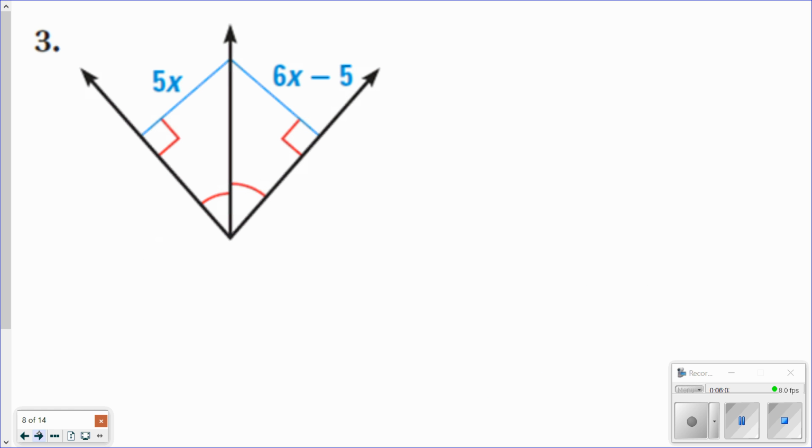All right, next one, number 3. Same thing, I want to solve for x. So looking at my diagram, I have a ray here. I notice that my angles are the same, as well as a 90-degree angle here, meaning those two lines are perpendicular. That means that this ray is an angle bisector, so these two segments are congruent. So let's set them equal to each other.